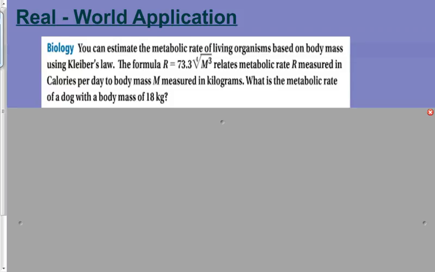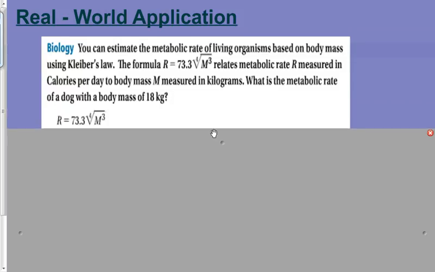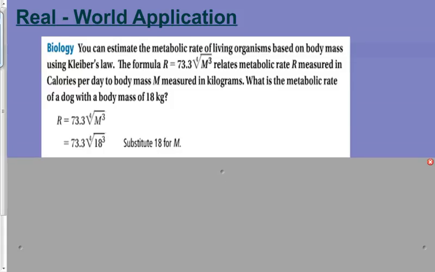Real world application. You can estimate the metabolic rate of living organisms based on body mass using Kleiber's law. So this is some guy who came up with this formula. The formula is R, so that's the metabolic rate, is 73.3 times the fourth root of m cubed. That formula relates metabolic rate, R, measured in calories per day to body mass, m, measured in kilograms. So what is the metabolic rate of a dog with a body mass of 18 kilograms? So what we do is we plug in 18 for the m, and then we simplify.